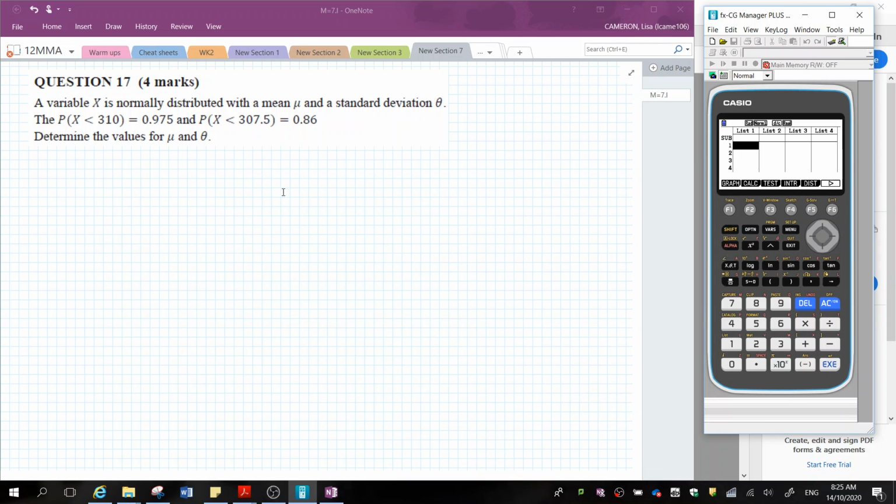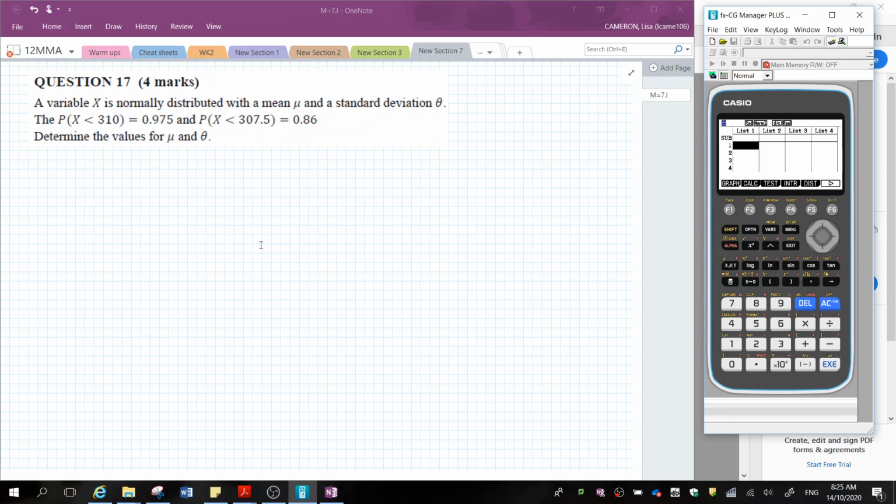Okay, question 17. A variable x is normally distributed with a mean and a standard deviation. The probability that random variable x is less than and not including 310 is 0.975, and the probability that it's less than 307.5 is 0.86. So we want to determine the mean and standard deviation.